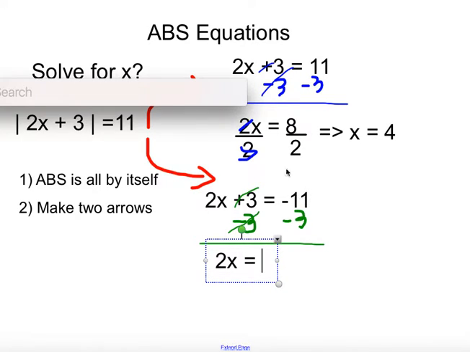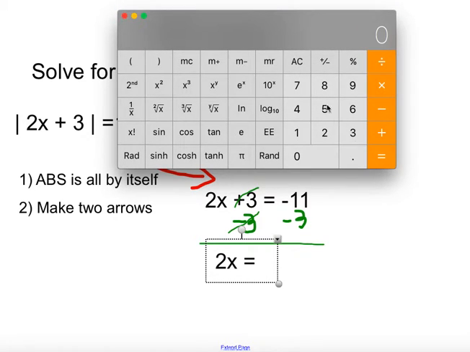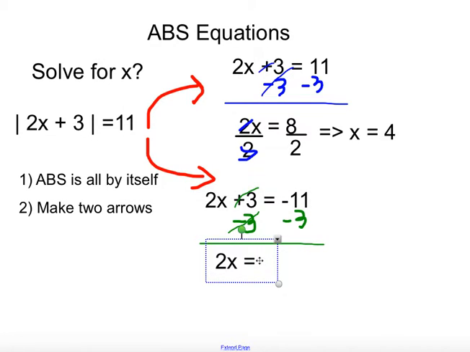Now you have to evaluate it. What is minus 11 minus 3? Let's do it. We're going to write minus 11 minus 3. Boom, minus 14. So, have we found x? Not yet. So we have to divide both sides by 2.